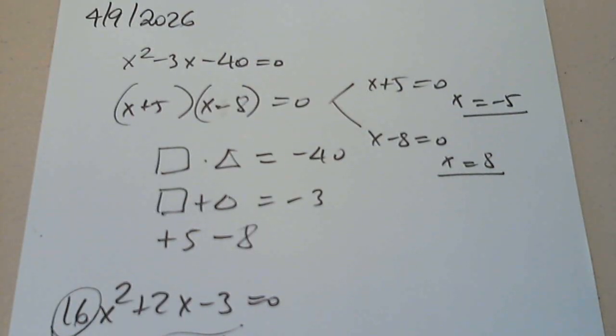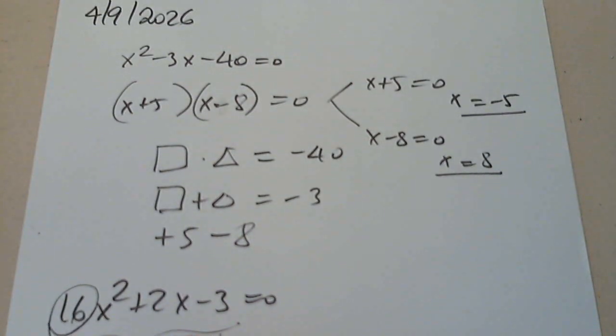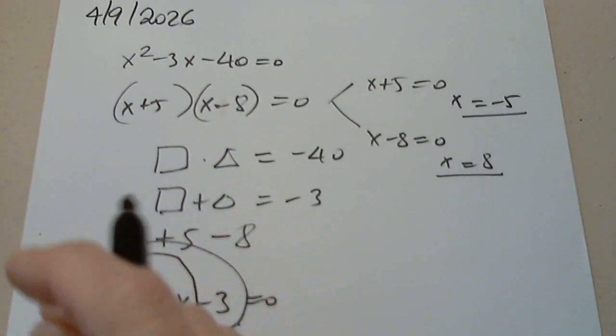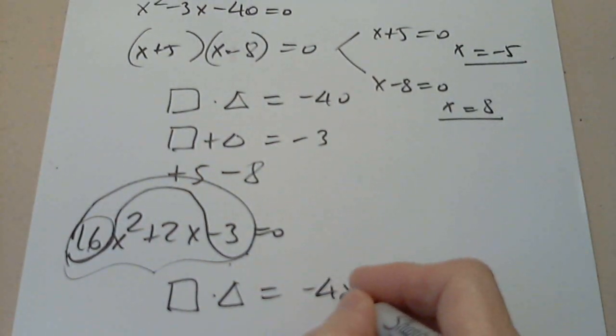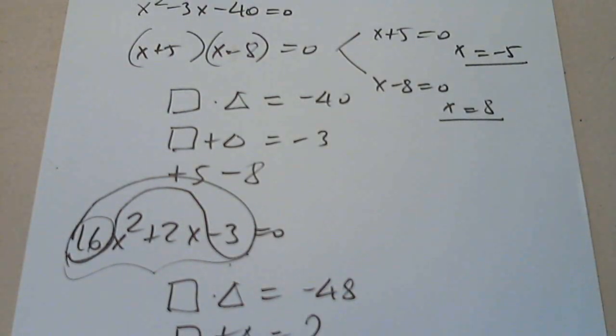So again, I have to, in my mind, quickly go through the steps. It's in descending order, no greatest common factor, no negative leading coefficient. A special product is not applicable here. This is a perfect square, but this one isn't. And 1 is not the leading coefficient. So this time I need two numbers whose product is negative 48, and whose sum, the sum never changes, is 2.